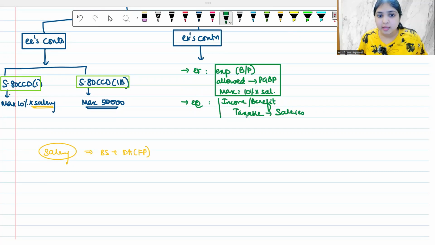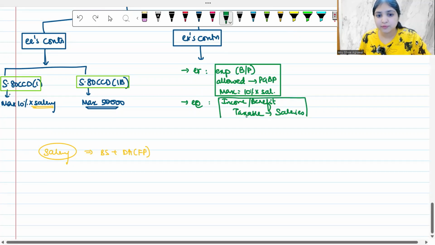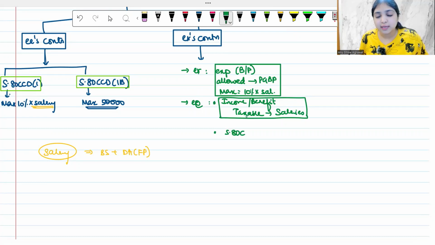It will be taxable for the employee. This is going to be the first tax treatment for the employee. The first tax treatment is that it will be taxable for the employee under the head salaries. In addition to this, my assessee will also get 80CCD subsection 2 deduction.